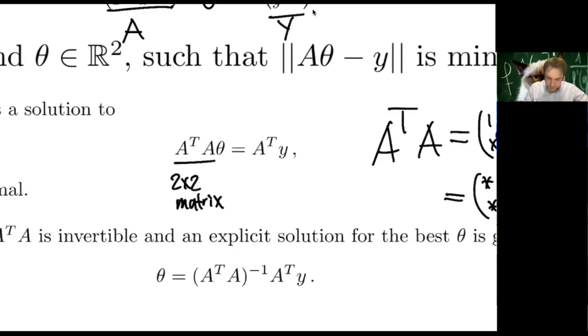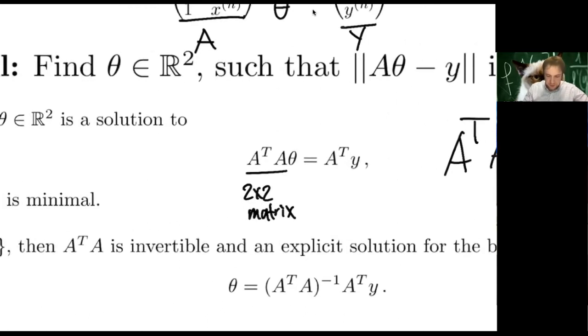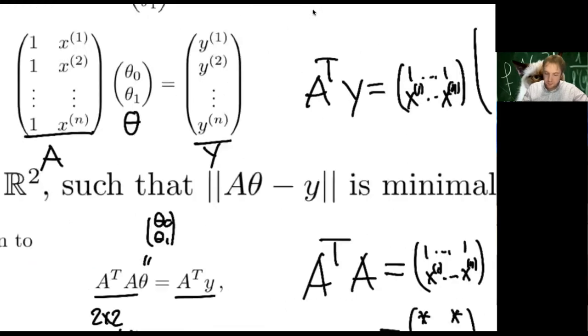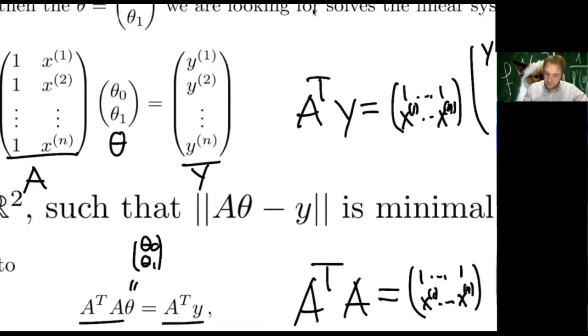And this vector here, this theta, in this case is a vector of size 2. And on the right-hand side, we multiply y. So what is A transpose y? A transpose is again this matrix here, x1 up to xn. And y is just our y. So if I multiply this 2 by n matrix with this n by 1 matrix, or this vector of size n, this will also be a vector of size 2.